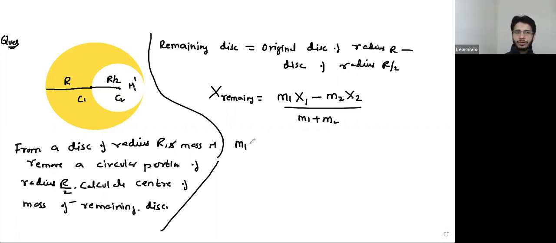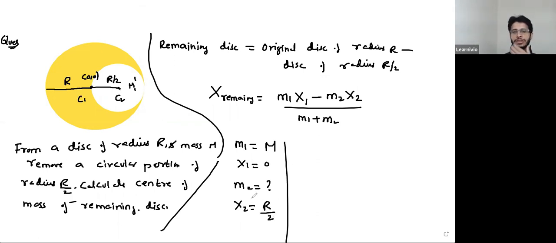Now, how much is m1? M1 is capital M. I consider the center of the original disk as the origin. Then how much is x1? X1 is 0. How much is M2? That needs to be calculated using the unitary method. How much is X2? The center of mass of this disk from origin, the separation is R by 2. Now you just need M2. M2 means the mass of the disk that you have removed.